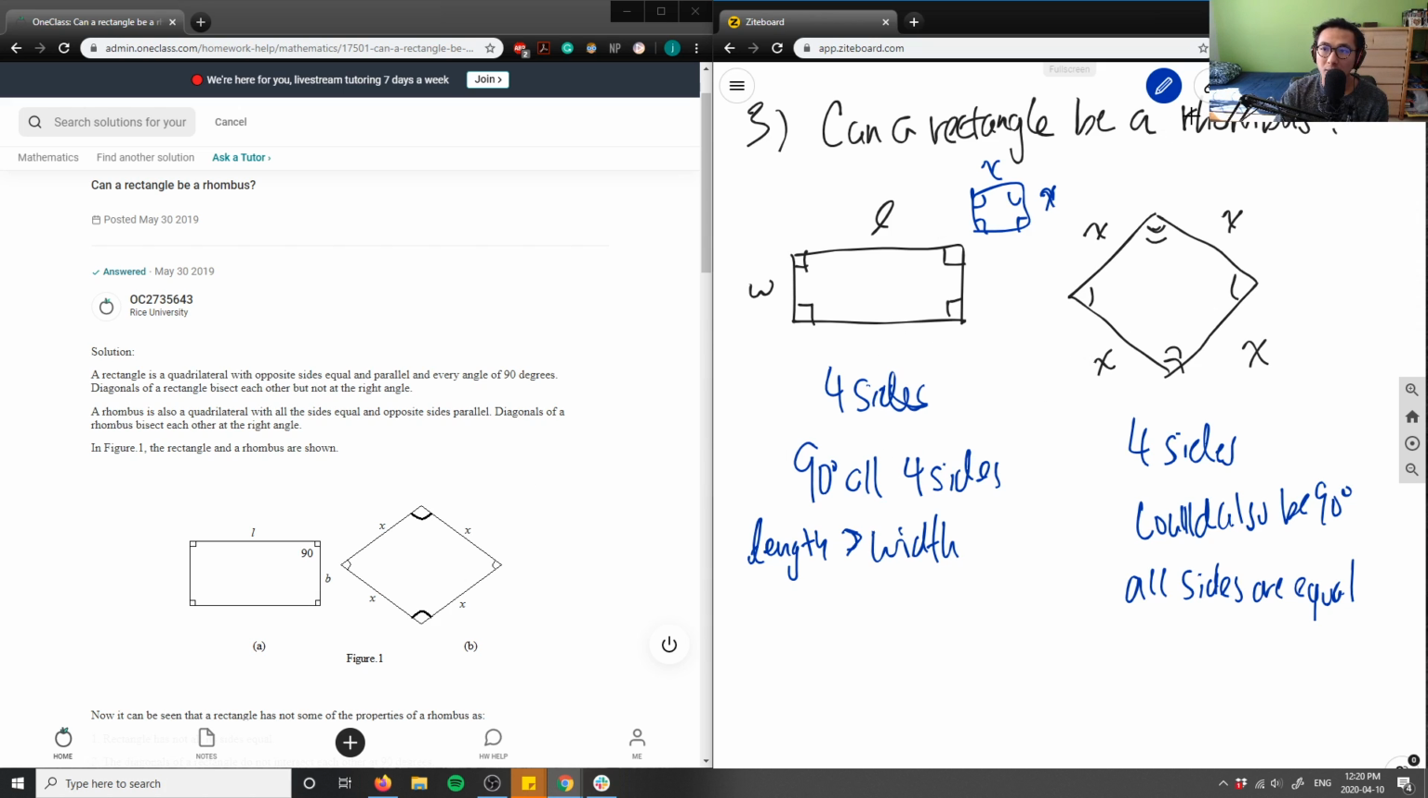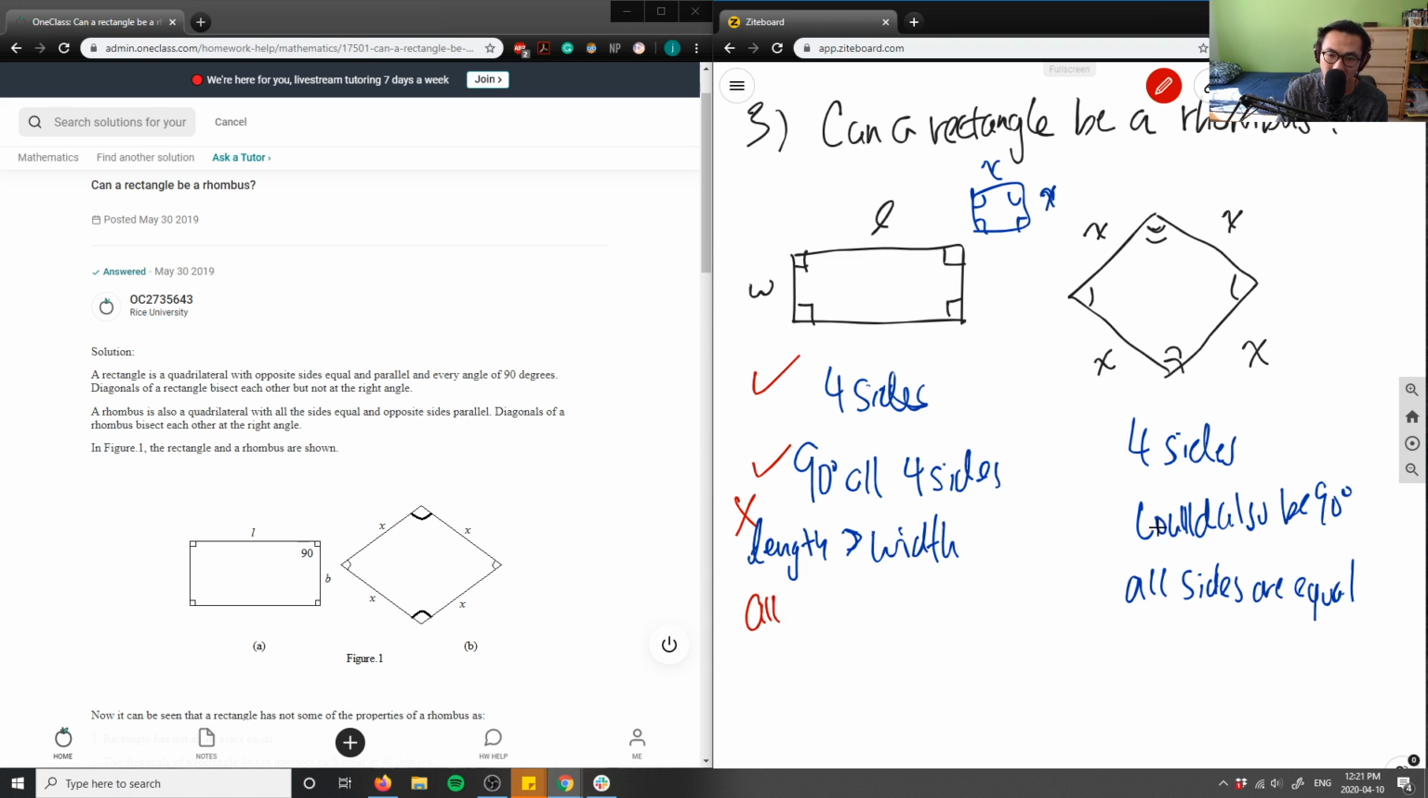So let's look at our chart here. We have four sides, both of them have four sides, that's good. I'm going to mark that with red. So the number of sides is perfect. They're both quadrilaterals, which is perfectly fine. 90 degrees on all four sides: this could also be 90 degrees. An example could be that these four angles could be 90 degrees, but they don't have to be. So this technically is also satisfied, depending on what the angle is. And then here it says length has to be greater than the width, but in a rhombus, all sides are equal. So in this case, it does not meet the requirement, right?